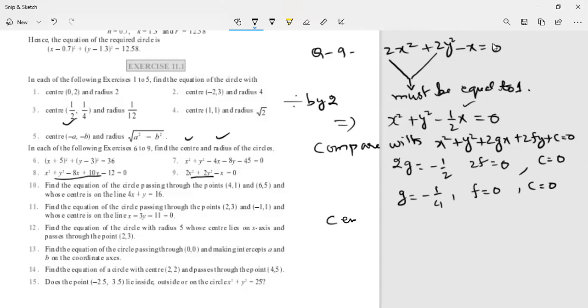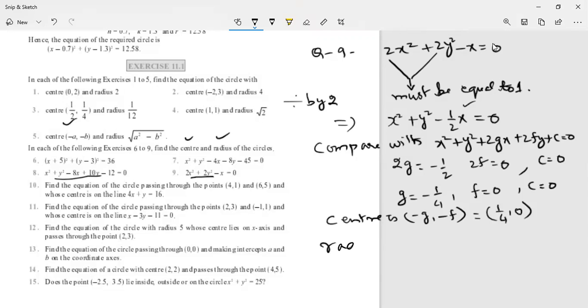So the center is minus g, minus f. You know that the center is minus g, minus f. So the sign will change. Minus will become plus, and 0 is 0. There is no sign for 0. So the center is this one.